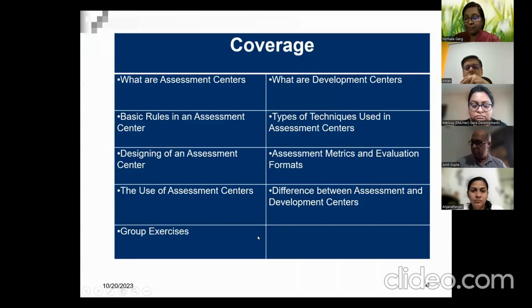Now, having said that, when we are talking about an assessment center, say, for example, in this session we have about 10 participants. Say all of them are supervisors. They have to be promoted to the next level. So on Monday morning, I'm taking all these 10 participants to go through an evaluation process.